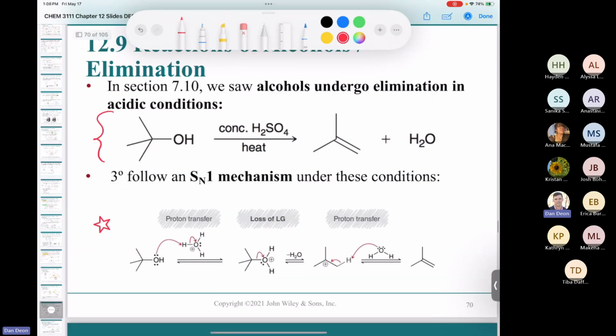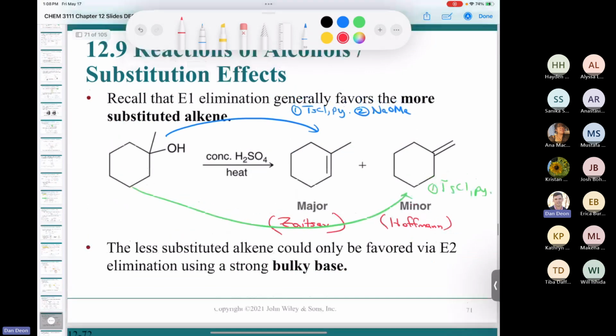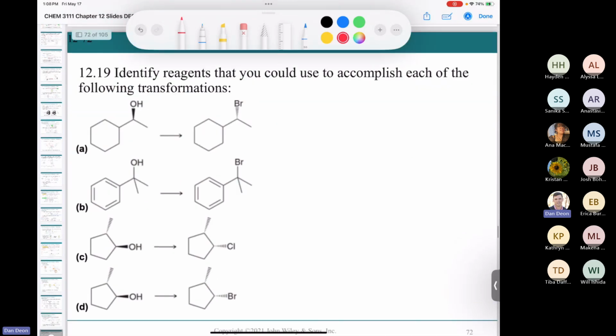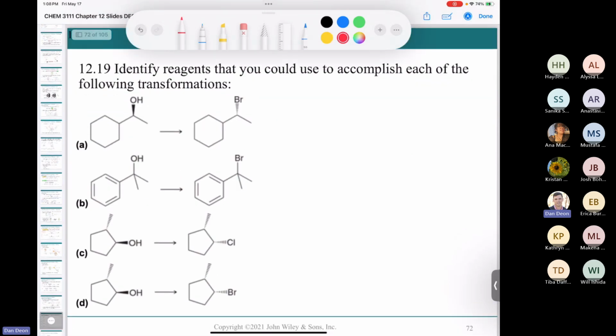We covered dehydration, and we talked about Zaitsev and Hofmann, and how if you just take an alcohol and heat it up in concentrated sulfuric acid, you're going to get a mixture of the Zaitsev and the Hofmann. The Zaitsev is going to predominate, and if you only wanted to get one of these regioisomers, you would have to go through forming the tosylate and then treating it with a base. All right, so with that in mind, let's see if we can find a way to do these transformations.